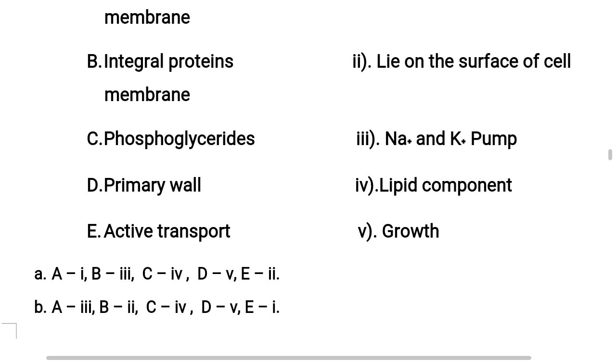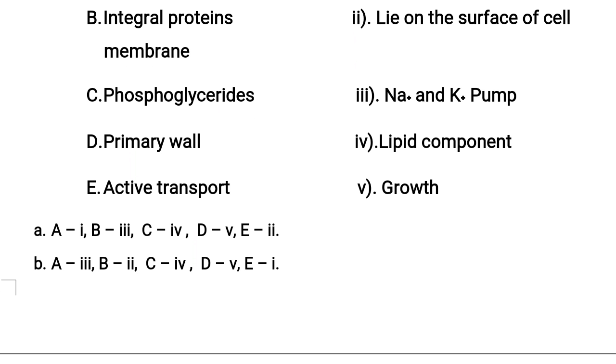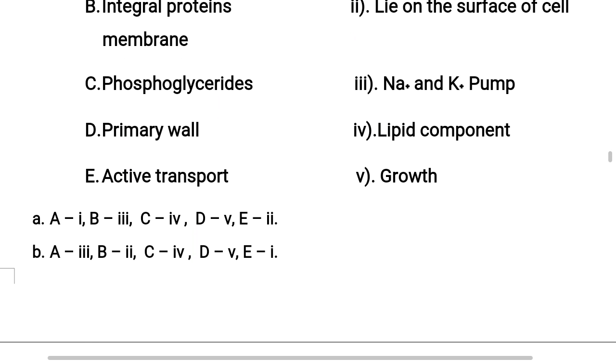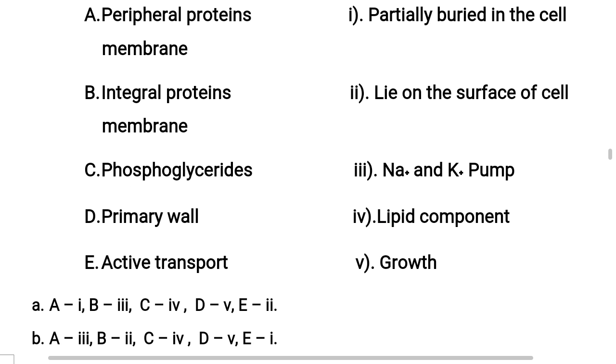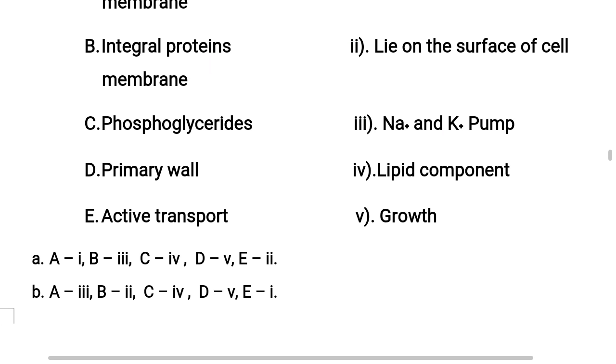Next, phosphoglycerides. Phosphoglycerides are one of the important components of lipids. Since the cell membrane exhibits a lipid bilayer, among those lipids phosphoglycerides are an important component. This is very important for competitive examinations. Next, primary wall. The primary wall in plants, especially young plants, is meant for growth, capable of the overall growth of the plant. Understand? Next, active transport. Active transport is an energy dependent process, an energy requiring process.